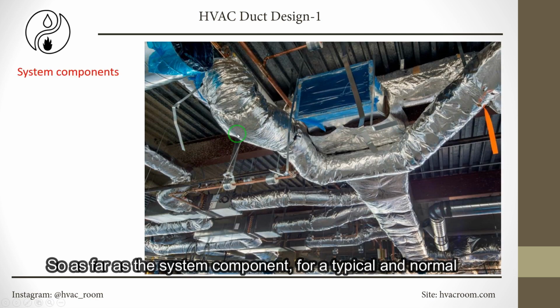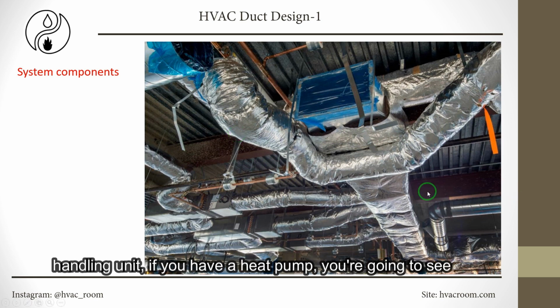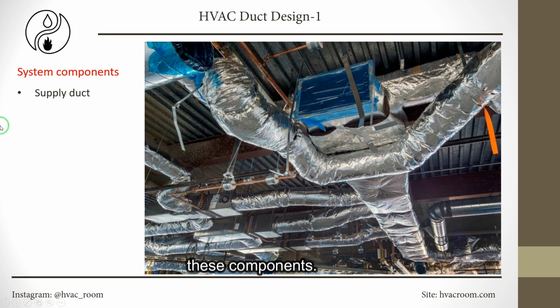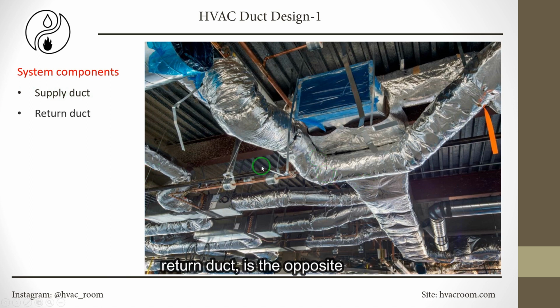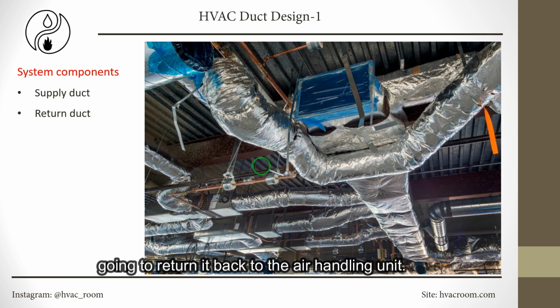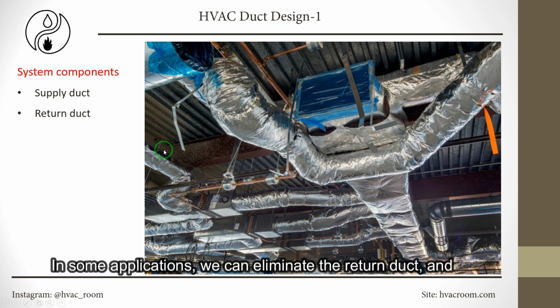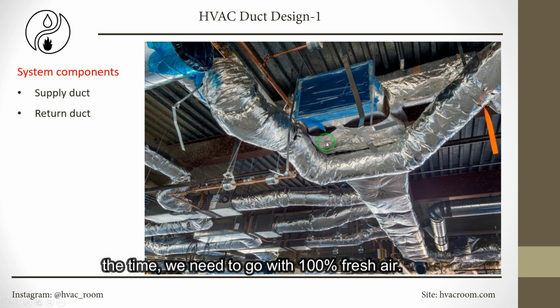So as far as the system components, for a typical and normal system, if you have a rooftop unit, an air handling unit, or a heat pump, you're going to see these components. First of all, you need a supply duct. The supply duct is going to transfer the filtered, heated, and cooled air to the space. Return duct is the opposite. Basically, when you supply some air to the space, you got to return it back to the air handling unit. In some applications, we can eliminate the return duct, and we have to because of contamination and other things. For example, in lab spaces and hospitals, most of the time we need to go with 100% fresh air. We're going to talk about this later on.